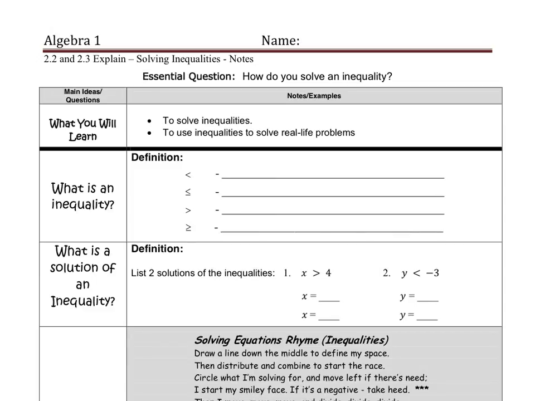Today we are beginning to work on solving inequalities. So let's start by just getting some terminology around the inequality symbols. Okay, our first one kind of looks like an L. That is less than.